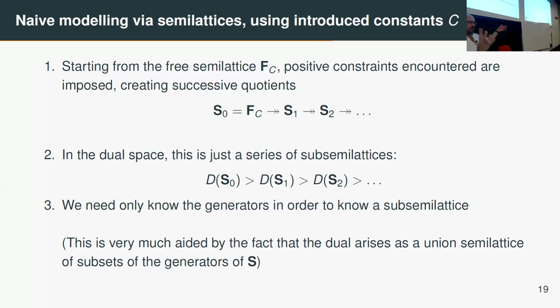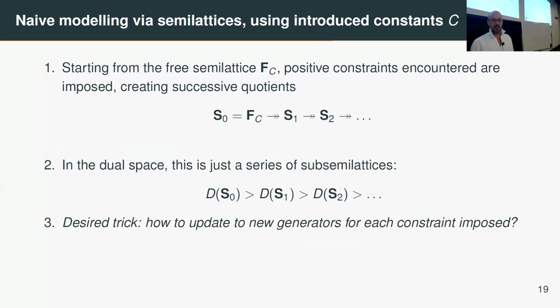Maybe I need to get rid of one of these and replace it with something that was previously a redundant element, something that was generated by this pair, but I got rid of this one, and I'm going to keep this bit. I need to update my generators. But I only need to record the generators to know everything because the operation is just union. So I can get anything I want just by finding which generators are inside it. Okay. So the trick is how do we know how to update these generators?